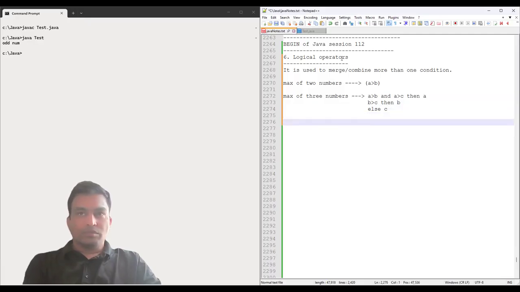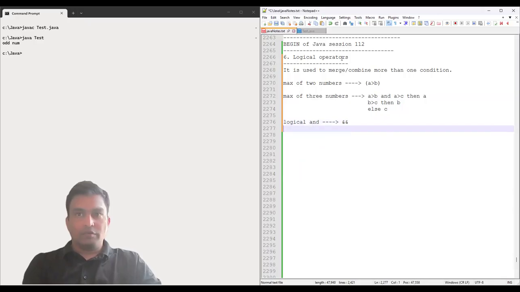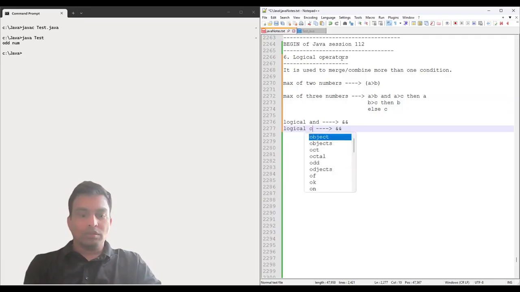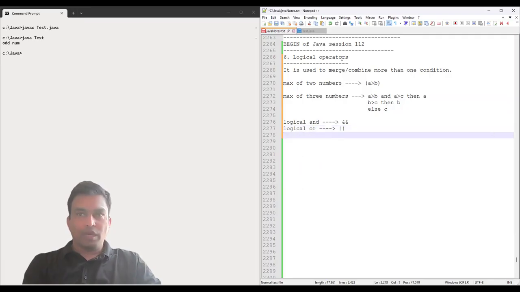So we have logical and, and the symbol is double and. Then we have logical or, which is double pipes. Then we have logical not, which is a not symbol.